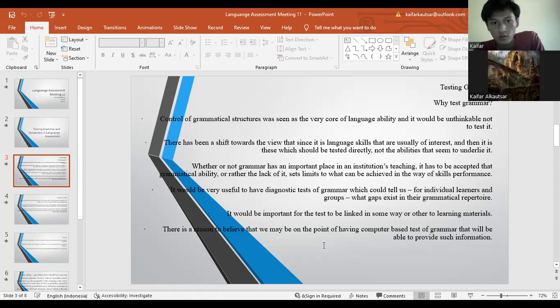It would be very useful to have diagnostic tests of grammar which could tell us, for individual learners and groups, what gaps exist in their grammatical repertoire. It would be important for the test to be linked in some way or other to learning materials. There are reasons to believe that computer-based tests of grammar may be able to provide such information.